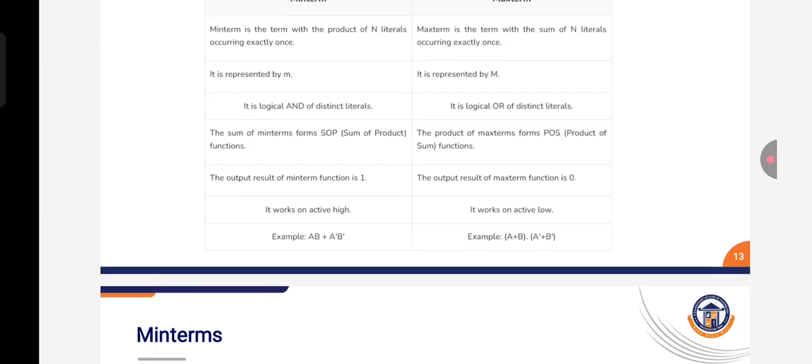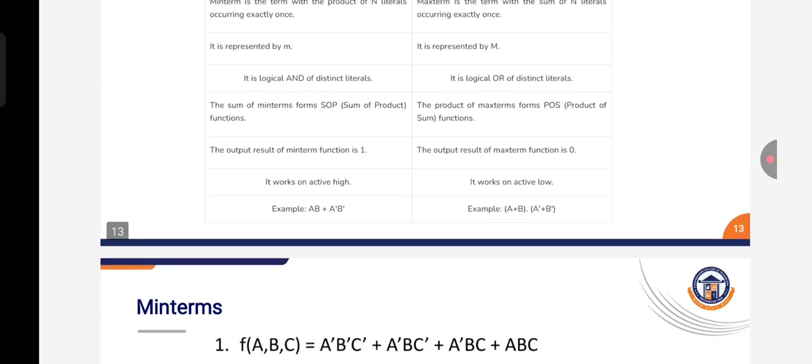The sum of minterms forms the SOP function. The product of maxterms forms the POS function. The output result of a minterm is 1. The output result of a maxterm is 0. Minterms work on the active high. In maxterms, it works on the active low.